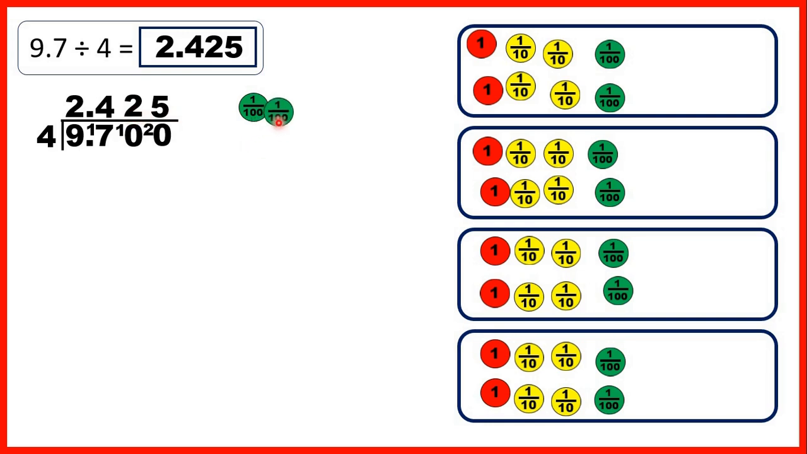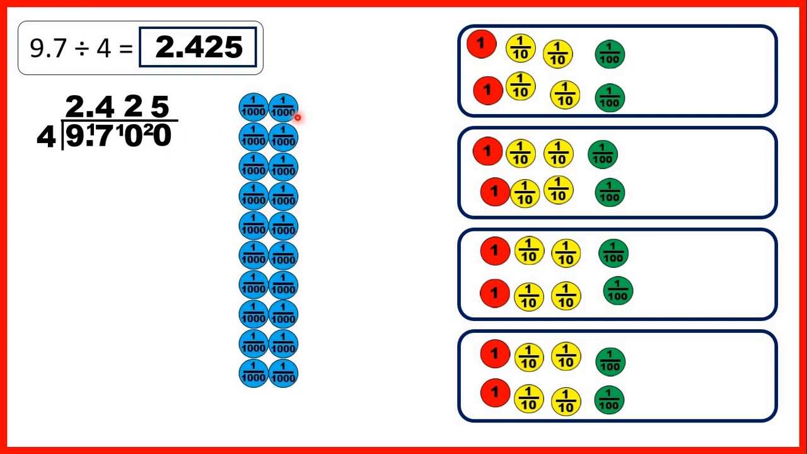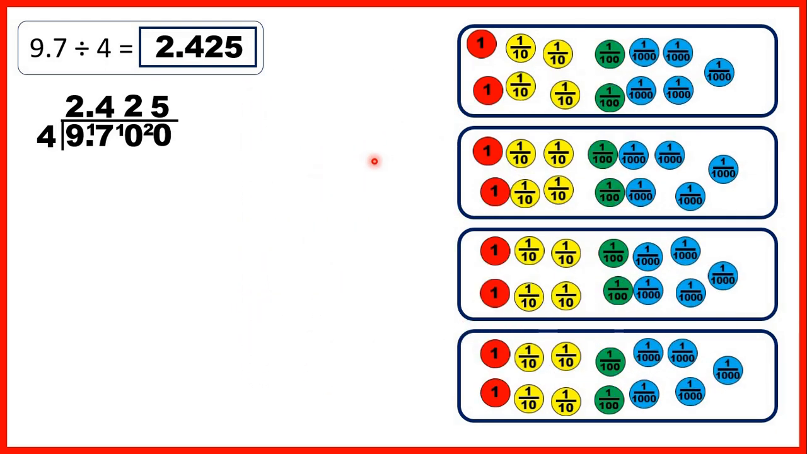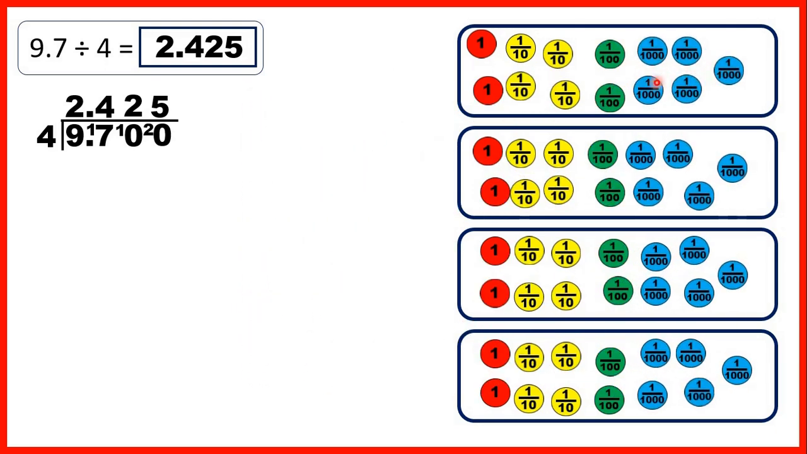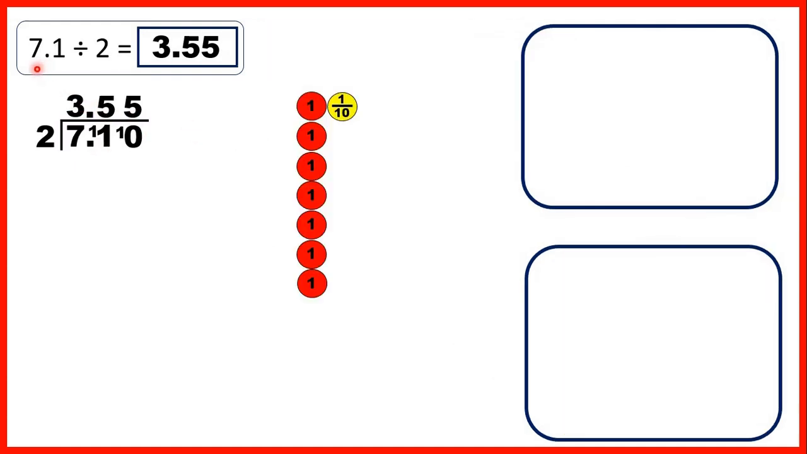But now, what can we do with these 2 remaining hundredths? Well, what we did was extend with another 0, so into the thousandths, and 2 hundredths is the same as 20 thousandths. So when we share those out, we get 5 thousandths in each group to give us our answer 2.425.